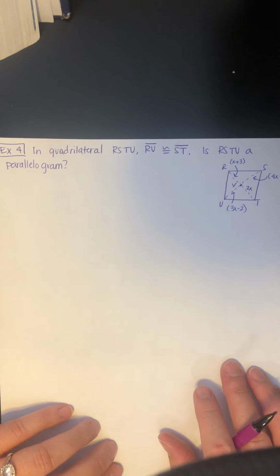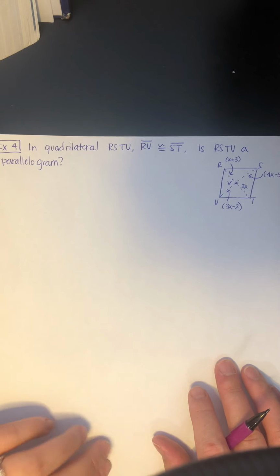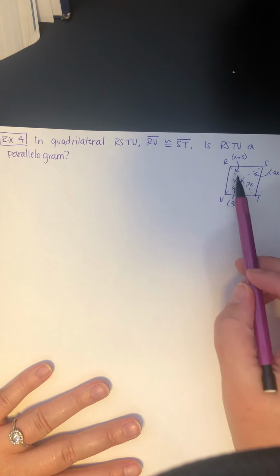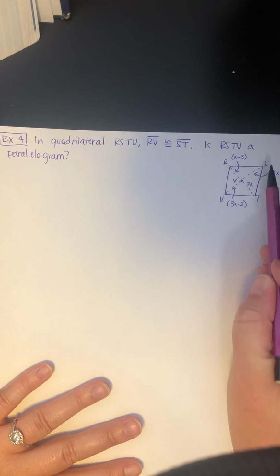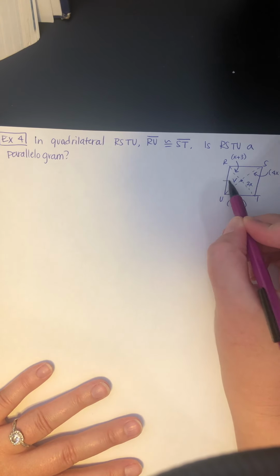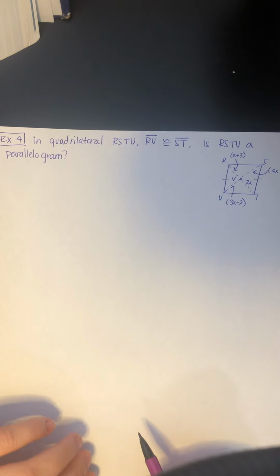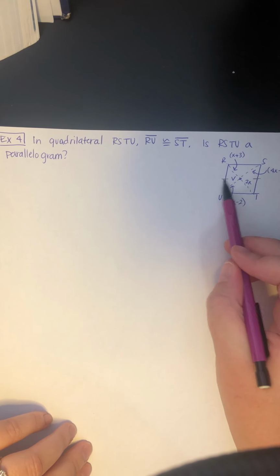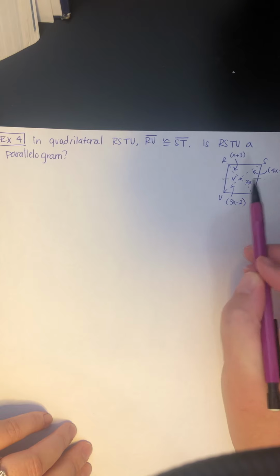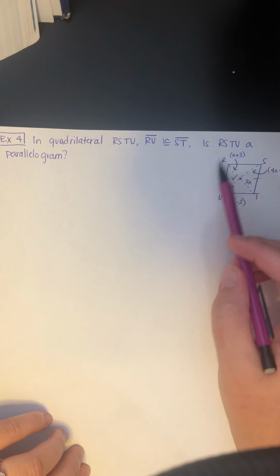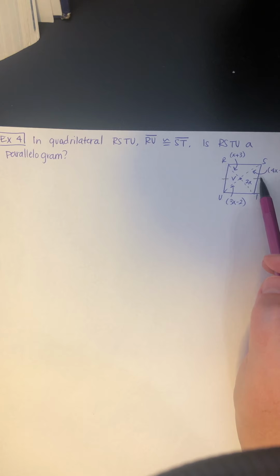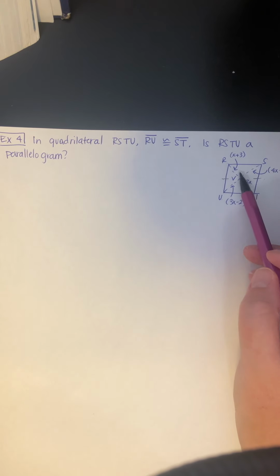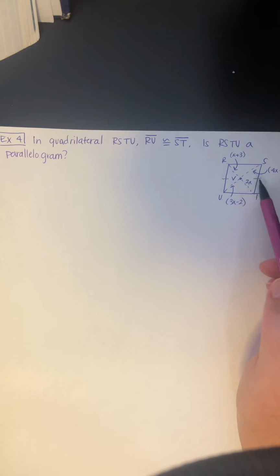The last example says in quadrilateral RSTU, segment RU is congruent to segment ST. So you can put it's congruent with the tick mark right here. Is RSTU a parallelogram? So we know that these two guys are congruent. To be able to figure out if this whole thing is a parallelogram, what we need to do is we need to solve for x first, okay?